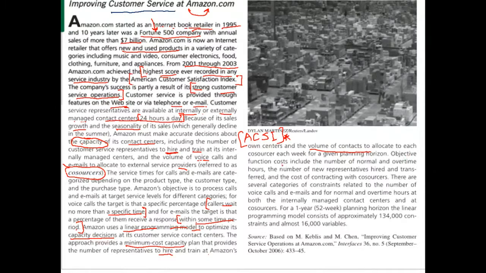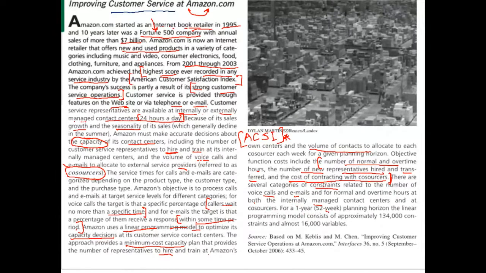Objective function costs include, so Z min is equal to the number of normal and overtime hours, the number of new representatives hired and transferred, and the cost of contracting with co-sourcers. So all these three variables are the decision variables, and they are found using the linear programming method to minimize the cost. There are several categories of constraints, related to the number of voice calls and emails, and for normal and overtime hours at both the internally managed contact centers and co-sourcers.